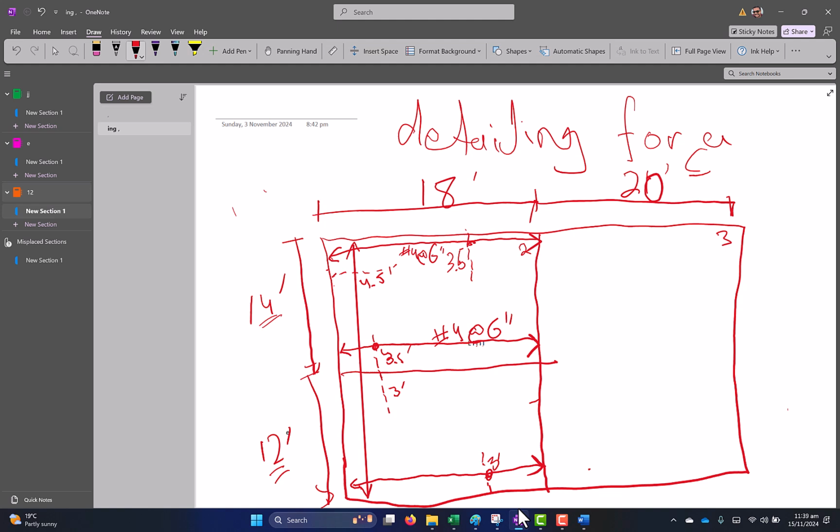सो इसका L/4 क्या बनता है? 18 divided by 4, what? 4.5. So you come 4.5 here, and this is 20 divided by 4, 5 feet. So I would write down 4.5 feet here, 5 feet here, and this is coming all the way from here till here. ठीक है? और इस स्पैन में भी मैंने इसको मार्क करना है. Got it?